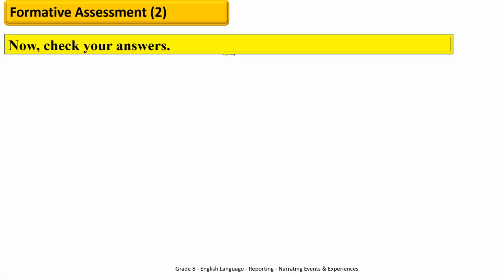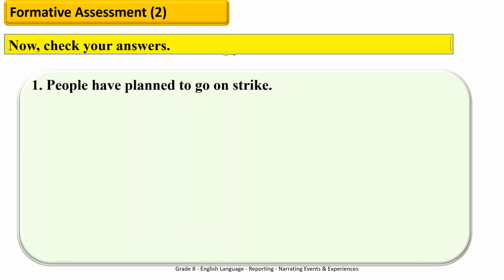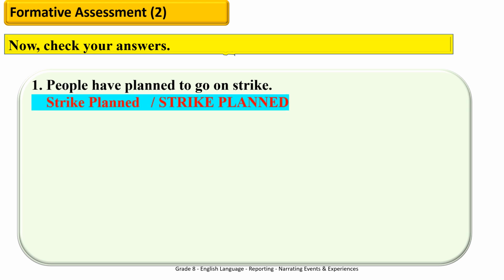Now you can check your answers. 1. People have planned to go on strike. The best headline would be Strike Planned. What you can see here is that it is written in two different ways and both are correct.